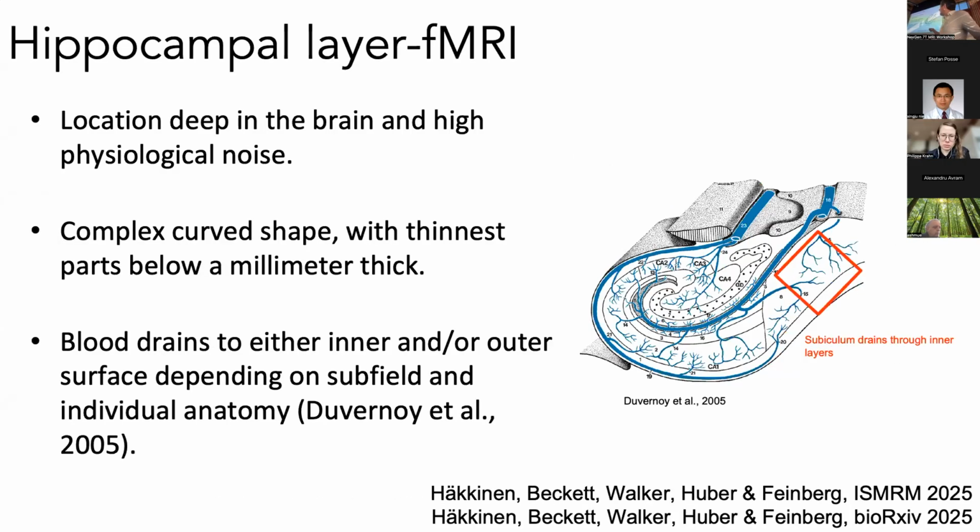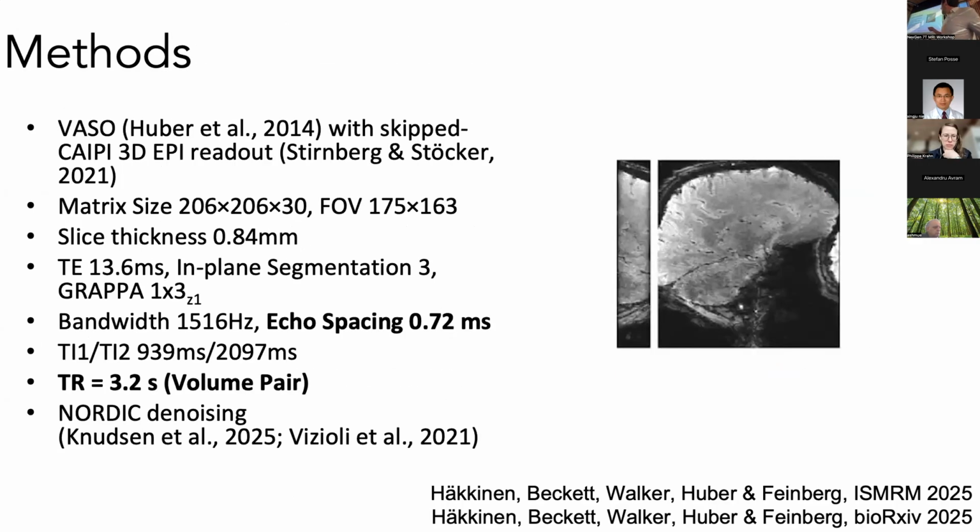So the first thing is some work we did in hippocampus, which is a very difficult part of the brain to image because of its location, and has a complex curved shape, and blood can drain to either the inner or the outer surface, depending on the subfield and the anatomy.